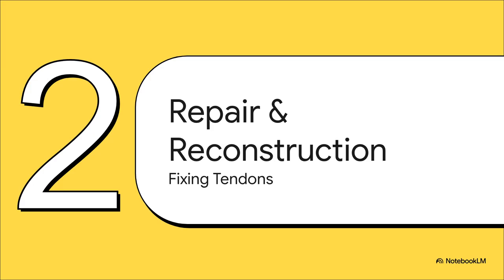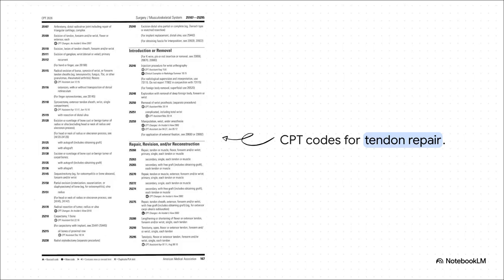Moving on to Section 2, Repair and Reconstruction. All right, here's your anchor in the actual CPT rulebook. Codes 25260 through 25295 govern tendon repairs. When a surgeon painstakingly sutures a completely severed flexor tendon in the wrist back together, using specialized threading to reattach those vital cables, these are the exact codes you use.